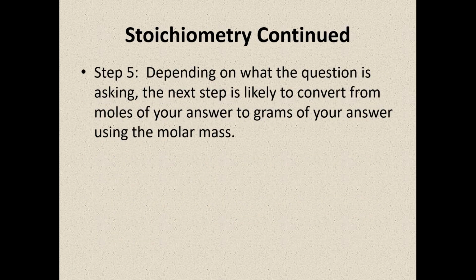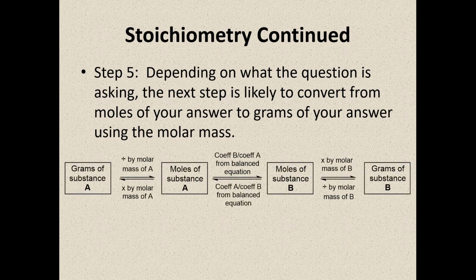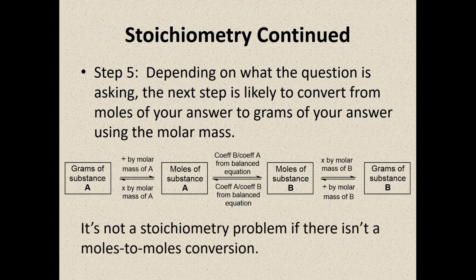Depending on what the question is asking for, whether it's moles of substance B or grams of substance B, you may or may not have to then convert moles of B into mass of B. That will depend on the problem. In other words, you may be asked to go from moles of A to moles of B, grams of A to moles of B, moles of A to grams of B, or grams of A to grams of B. Whichever of those four options you're being asked to do, there is always going to be this moles to moles conversion. It is not a stoichiometry problem if there isn't a moles to moles conversion. Okay, I think I've talked enough. Thank you very much.